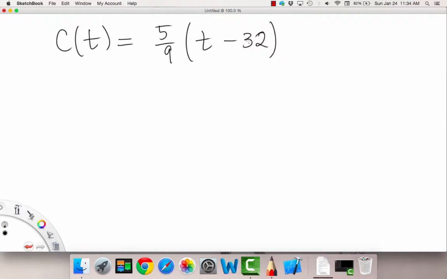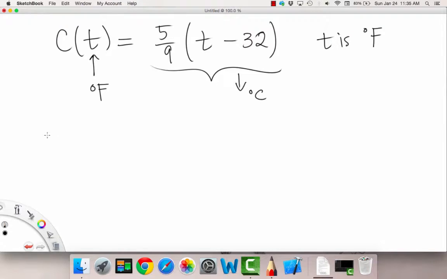Some of you might recognize this as the equation which gives you the conversion between degrees Fahrenheit and degrees Celsius. Here t represents degrees Fahrenheit, so this converts a temperature in Fahrenheit into degrees Celsius. More pictorially, degrees Fahrenheit is being plugged in, so that's our input, and then the whole function gives us out degrees Celsius.